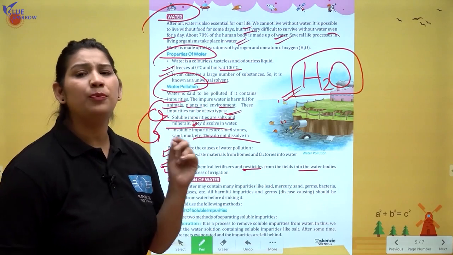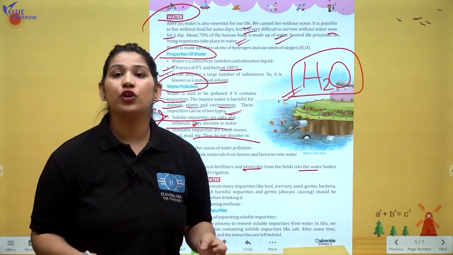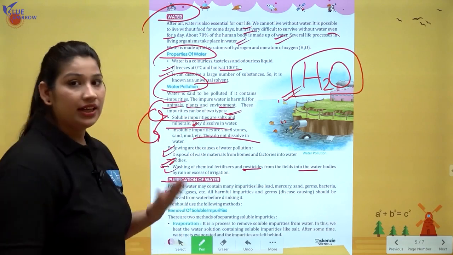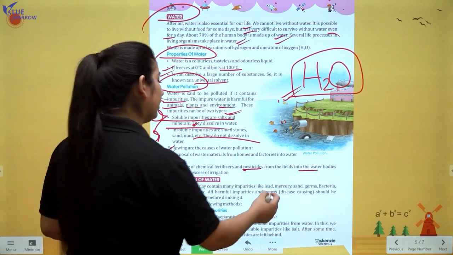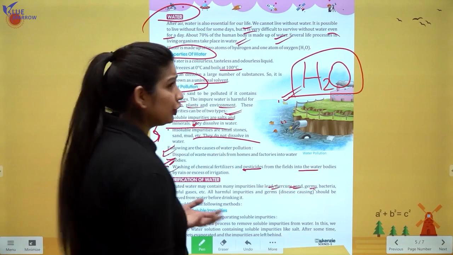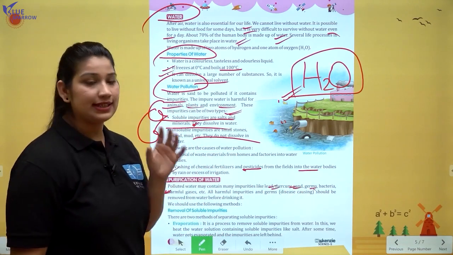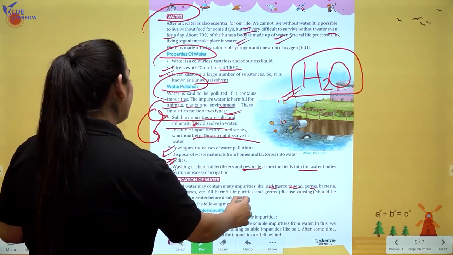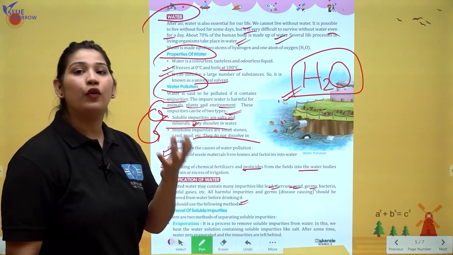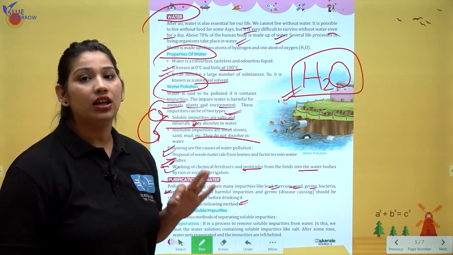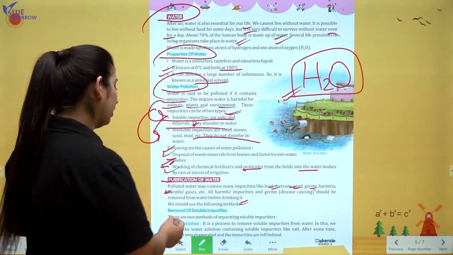Let us understand purification of water. हम water को purify कैसे कर सकते हैं? Polluted water may contain many impurities, as we know, like lead, mercury, sand, germs, bacteria, etc. So all harmful impurities and germs should be removed from our water before consuming it. Like before drinking, we should clean the water. How we can do that?